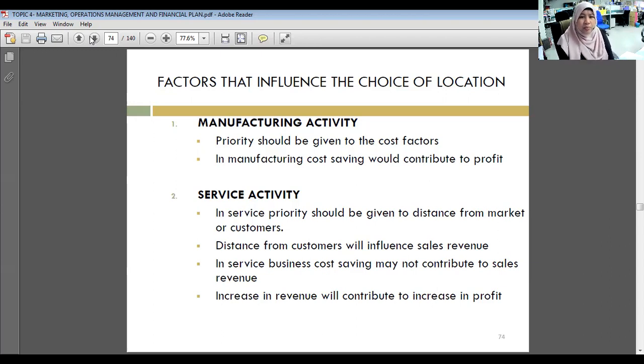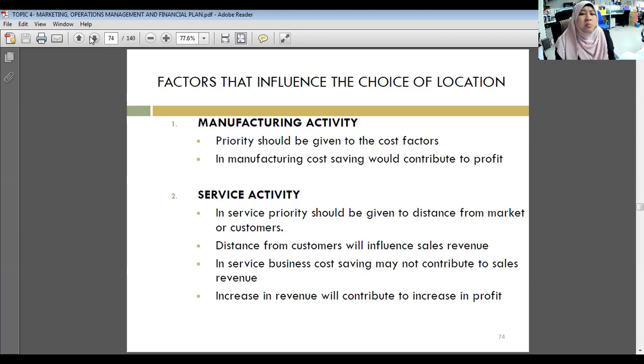And for the service activity, priority should be given to the distance from the market and the customer. When we talk about the distance from customers, we influence the sales revenue because we are talking about logistic cost. In service business, cost savings may not contribute to the sales revenue. It is different from manufacturing, where cost saving comes from the cost factor and directly affects the profit. But in the service activity, an increase in revenue will contribute to the increase in profit.